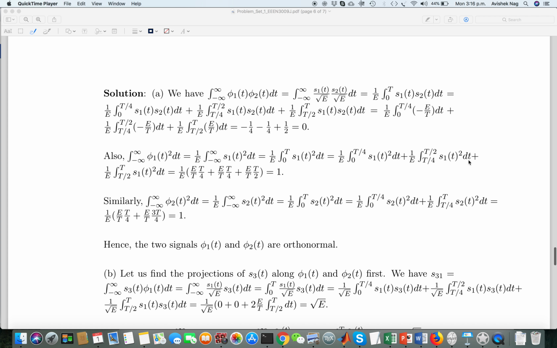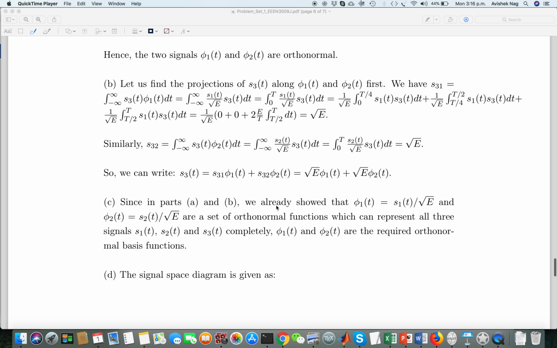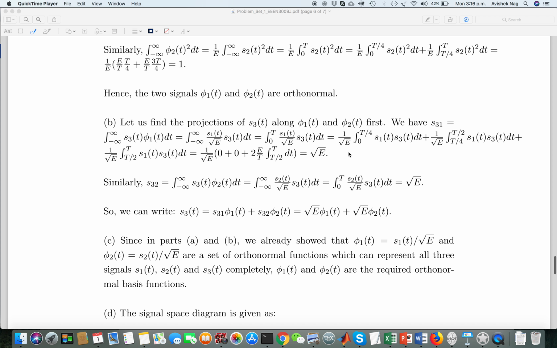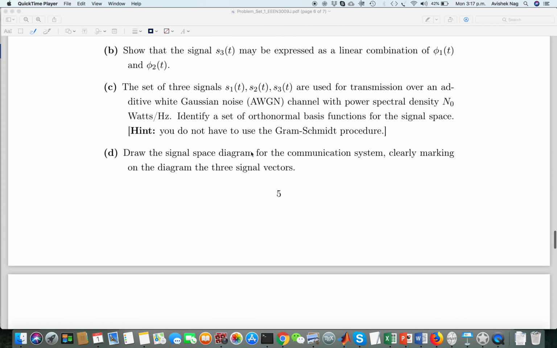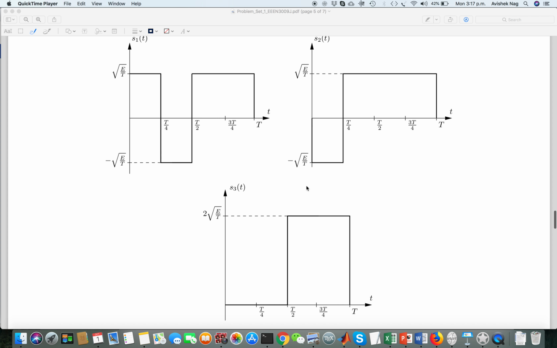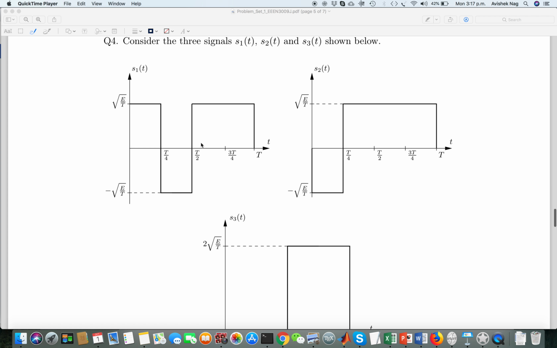So again, for this part, here is part B. Many of you just said that by looking at the signal S3(t) you can say that it is a linear combination of these two signals, which indeed is the case. For example, S1(t) is positive here and S2(t) is exactly the negative of this part here. So these two parts cancel.